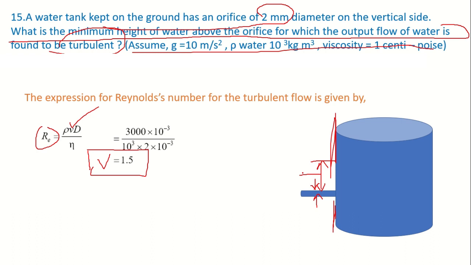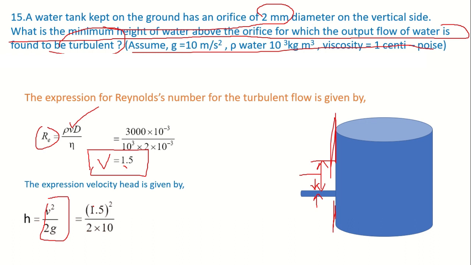Now we have to find the velocity head, which is h equals V square upon 2g. So we know the value of V. If I substitute this one, 1.5 square upon 2 times g, your answer will be 0.1125 meters, which is equal to 11.25 centimeter.